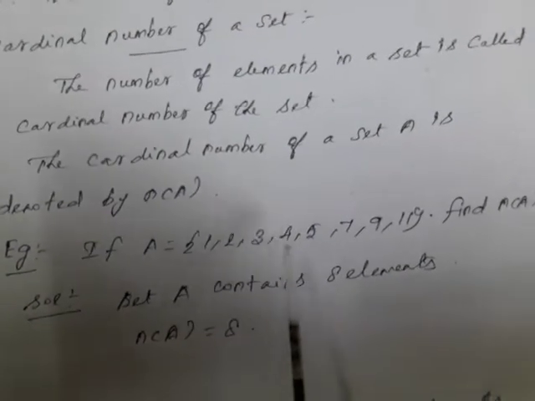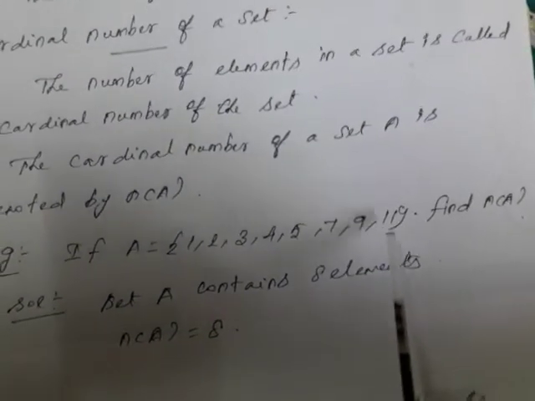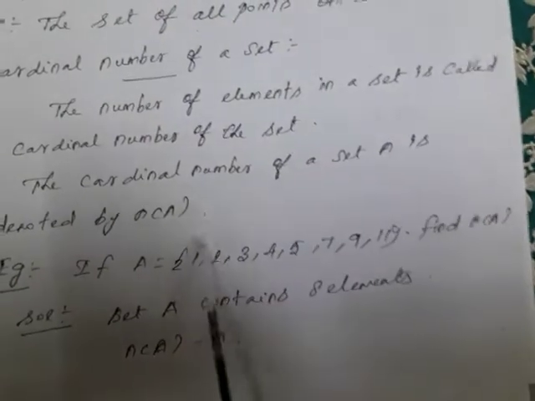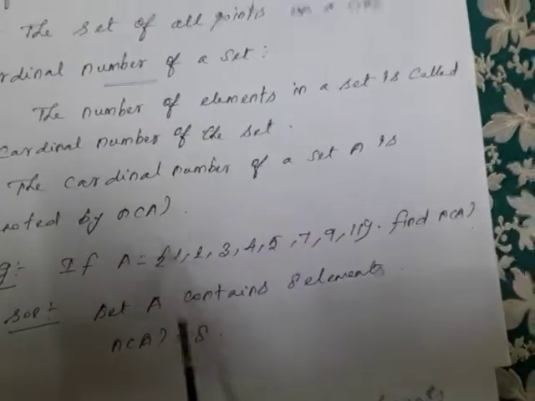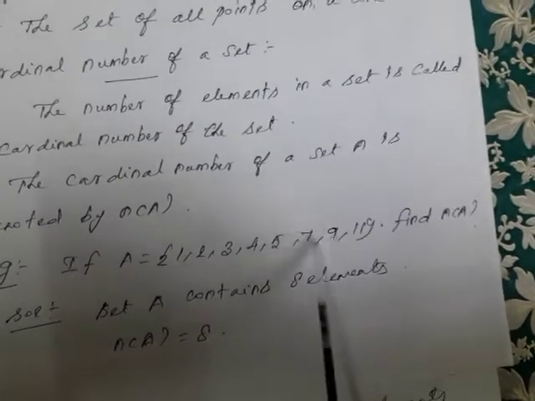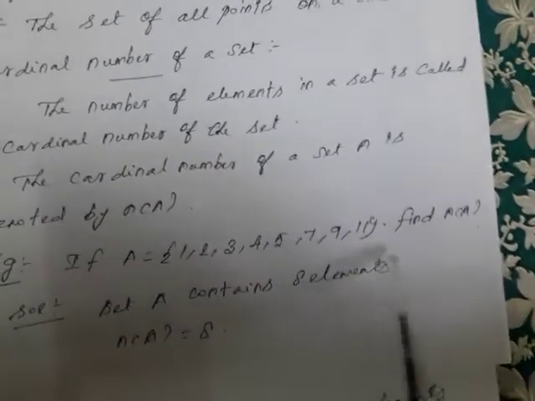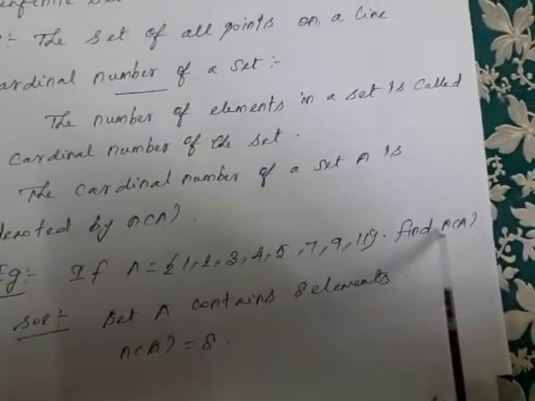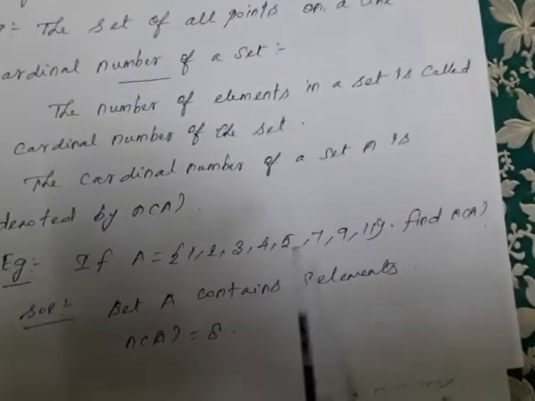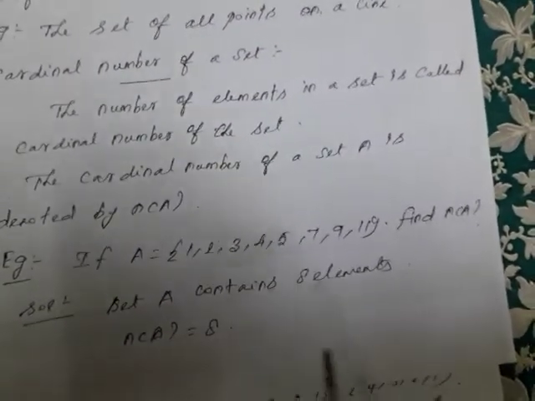For example, if set A is equal to {1, 2, 3, 4, 5, 7, 9, 11}, find n(A). You have to count how many elements there are: 1, 2, 3, 4, 5, 6, 7, 8. There are 8 elements. So the cardinal number is n(A) is equal to 8.